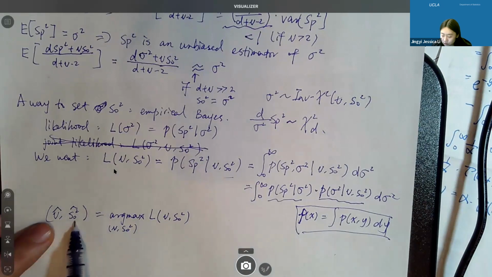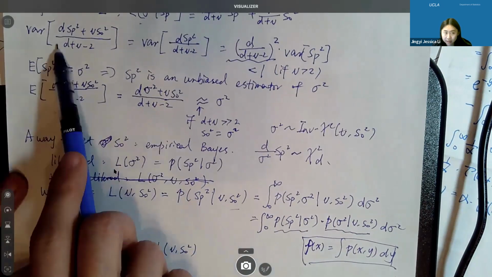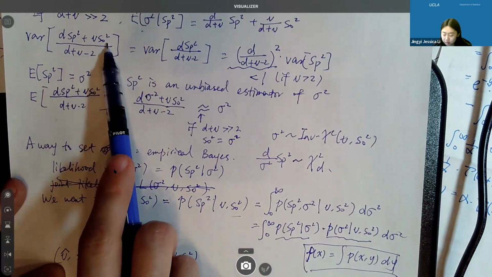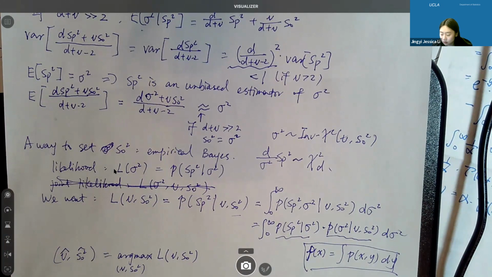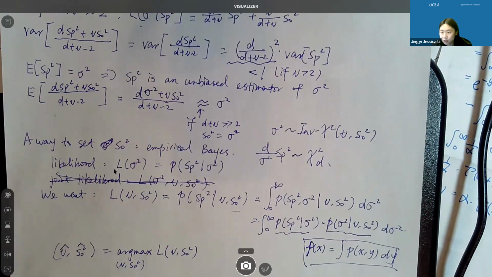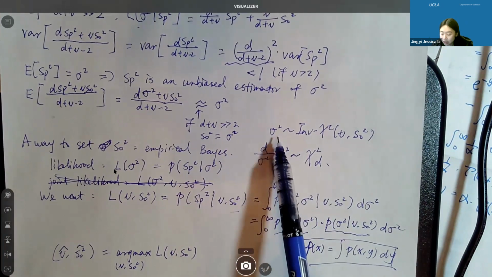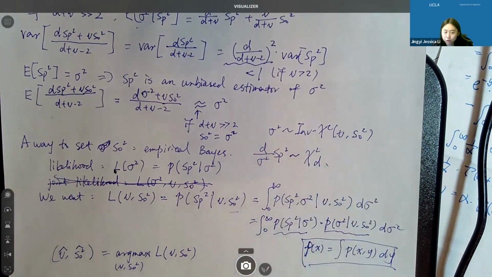Okay, with those two values known, I go back to here. I go back to my estimator. So here the V will become V hat and S0 squared will become this S0 squared hat. So that concludes the whole story. So this is the whole empirical Bayes idea, which means that you integrate out all the intermediate parameters like the sigma squared here, and you only keep the hyperparameters you need to specify in the prior.